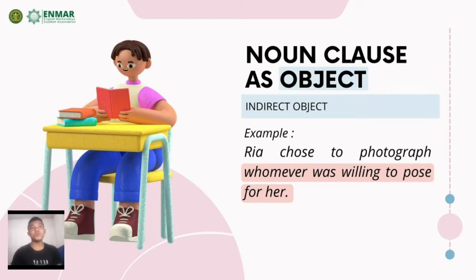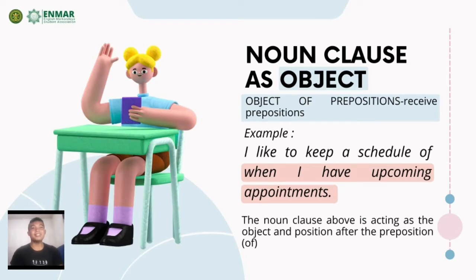Ria chose to photograph whomever was willing to pose for her. So the noun clause here comes after the word whomever, which is whomever was willing to pose for her. It plays the role of a noun clause as an indirect object because we don't know yet who will be photographed by Ria. So it means indirectly.